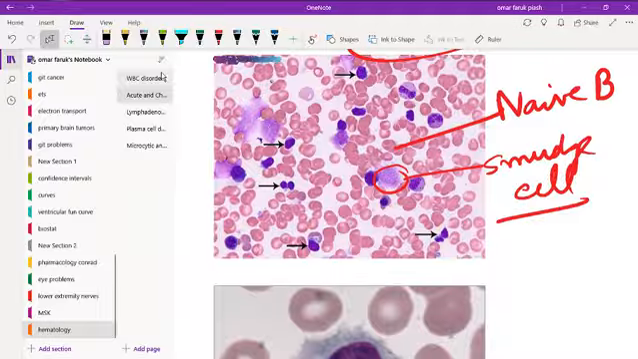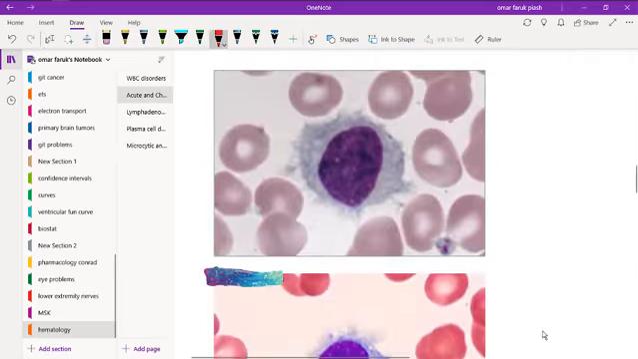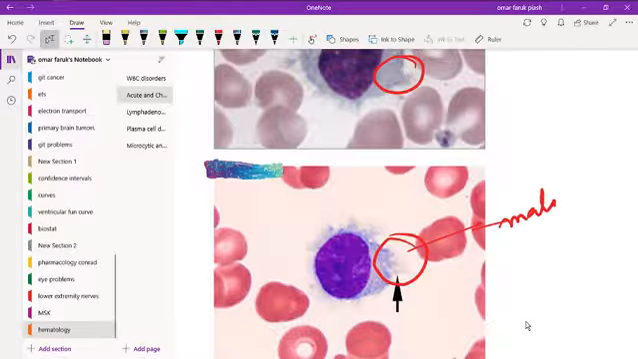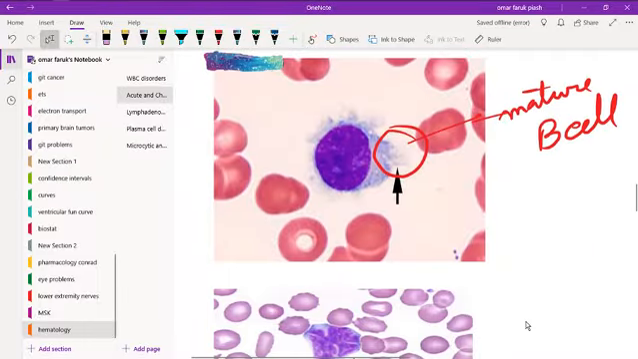And the other two cases, like hairy cell leukemia, this is a picture of hairy cell leukemia. This is another picture of hairy cell leukemia. In both cases, there is neoplastic proliferation of the B cell. If there is neoplastic proliferation of the naive B cell, it is called chronic lymphocytic leukemia. On the other hand, if there is neoplastic proliferation of mature B cell, it is called hairy cell leukemia.